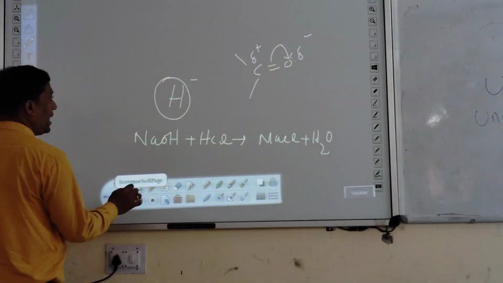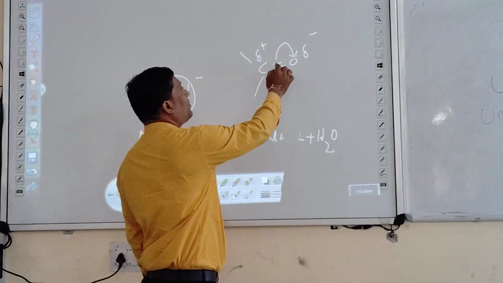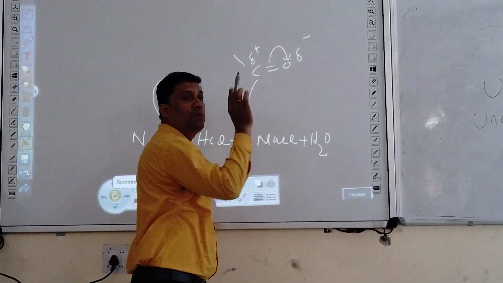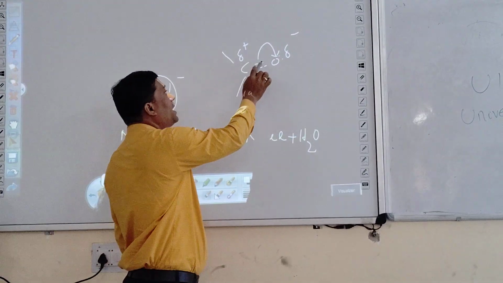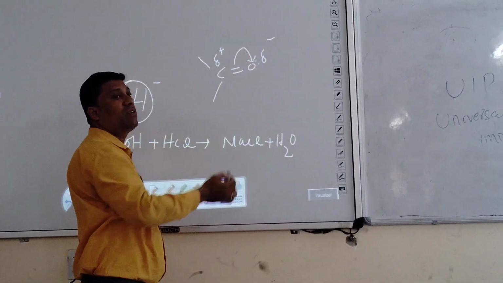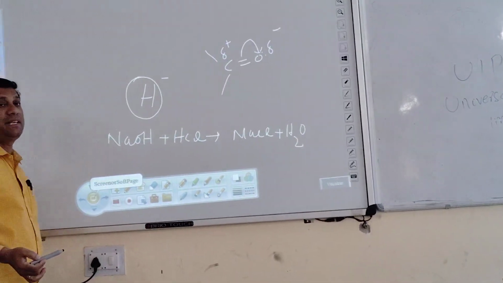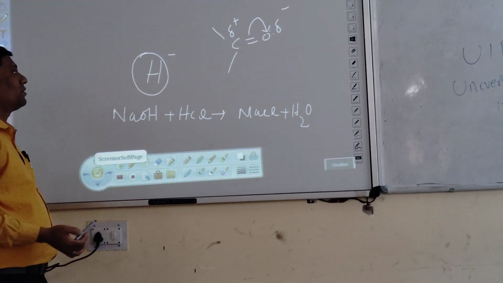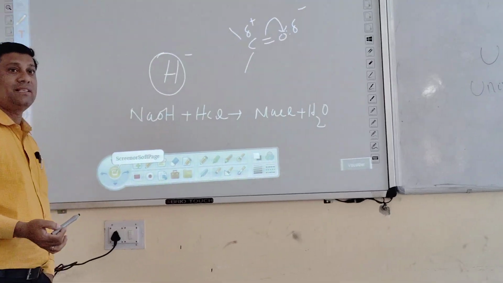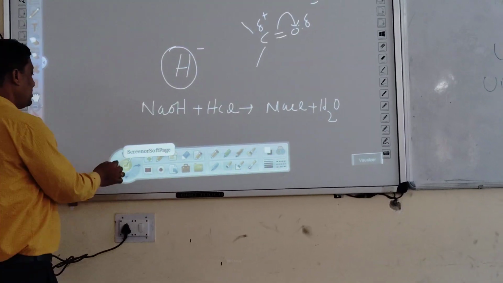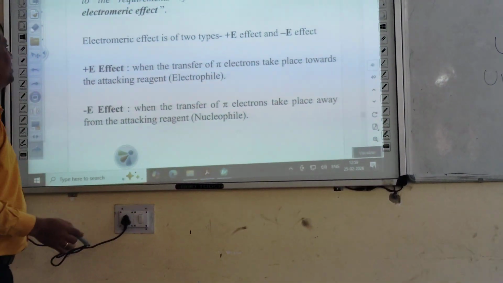Here the complete transfer of electrons: the pi bond will break down and the two electrons are completely transferred to the oxygen atom because oxygen is more electronegative than carbon. That is known as electromeric effect.